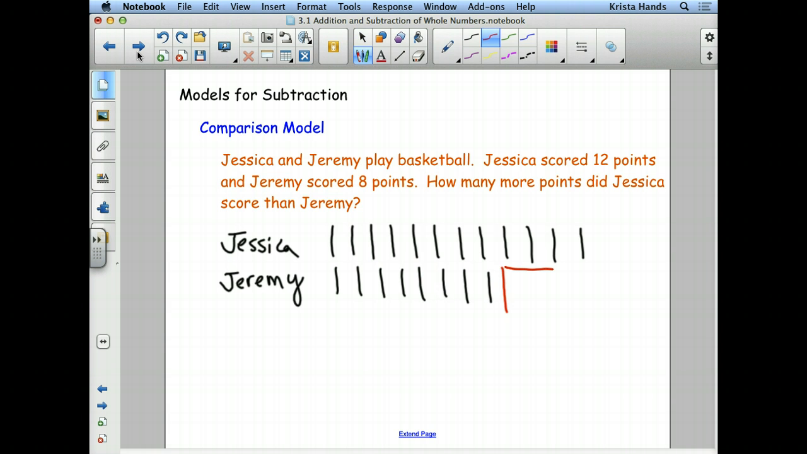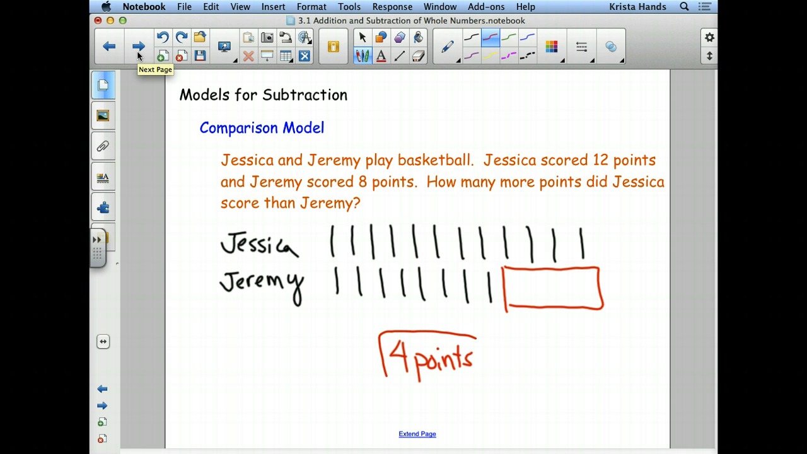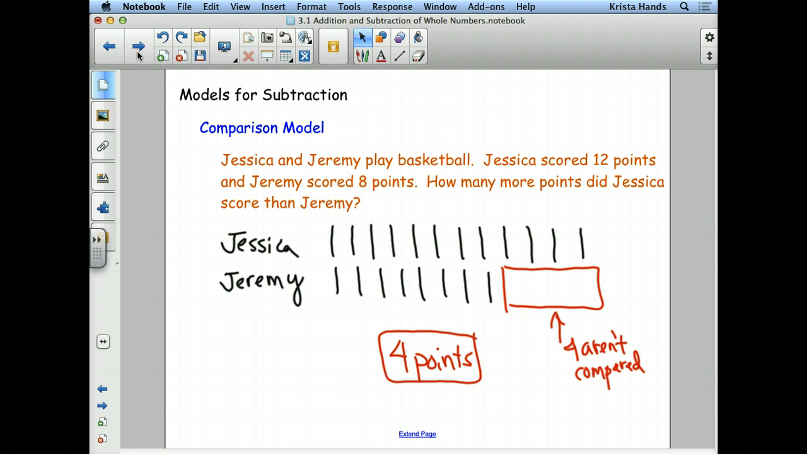So you can see from the picture that what's missing in terms of comparing these objects is the 4 at the end of Jessica's, right? She has 4 that don't correspond to anything in Jeremy's situation. So this is a comparison model. Of course, again, the answer is 4, because there are 4 missing here. They're not missing. There are 4 that aren't compared or have no partner. There are 4 that don't line up. So that's the comparison model.